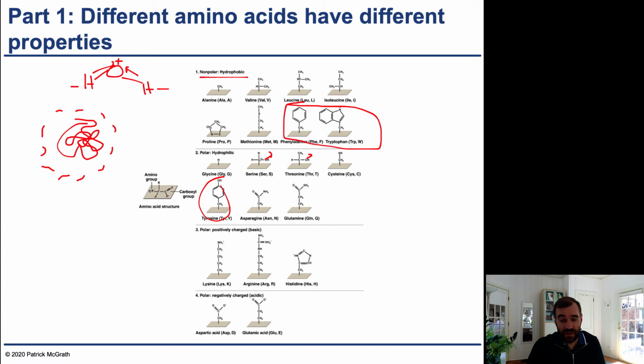I'm just going to go by the textbook for this, but what I really want you to remember is the difference between things like hydrophobic, hydrophilic, and then those that carry the charges on them.